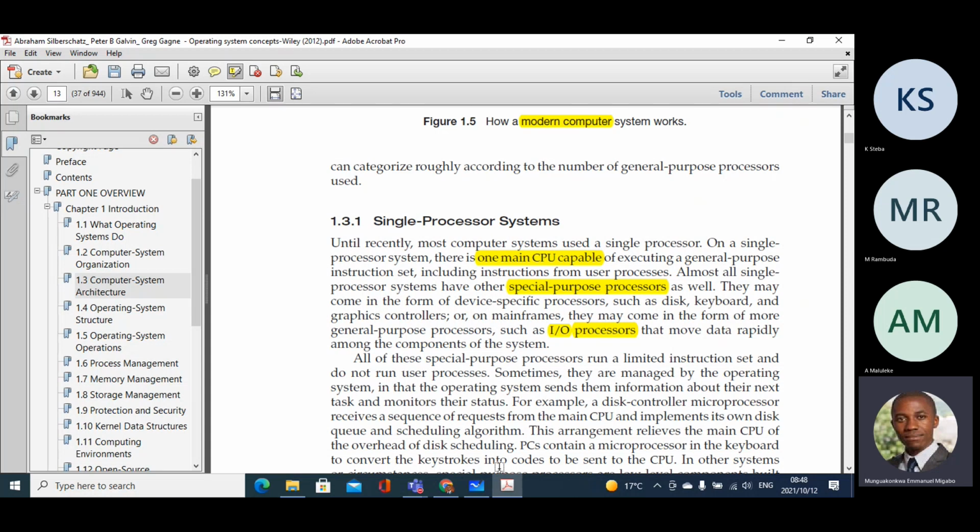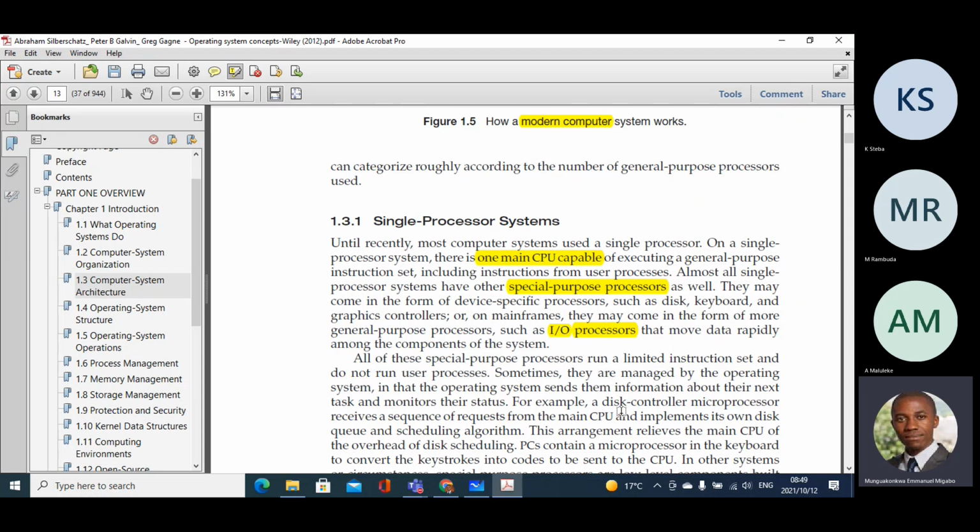mostly limited. Okay. Sometimes they are managed by the operating system, in that the operating system sends them information about their next task and monitors their status. Okay, so the relationship between the operating system and these special or ad hoc or additional special purpose processors is simply to coordinate their action, rather than coordinate their interfacing with the CPU, because most of the instructions are executed in this case at the level of these special purpose processors. The operating system just comes in to manage or coordinate their action.